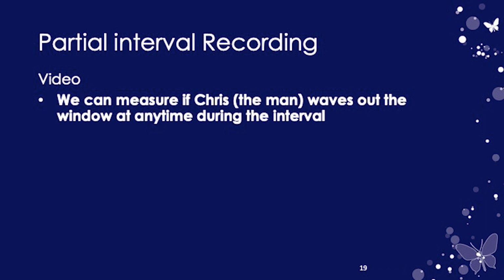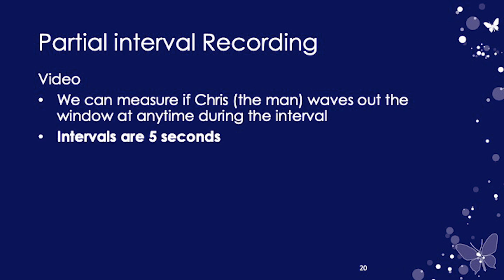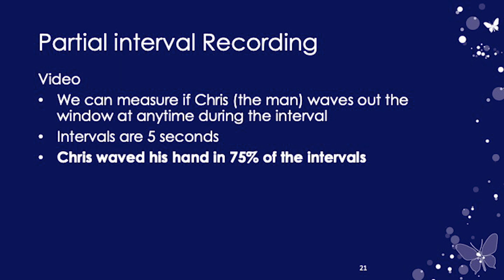Pretty cool, right? Partial interval recording can be used in everyday experiences. In the video you just watched, you could measure if Chris waves out the window at any time during the interval. In this case, the intervals observed were 5 seconds, in which Chris waved his hand in 75% of the intervals. We'll also teach you how to measure percentage of intervals a little later.